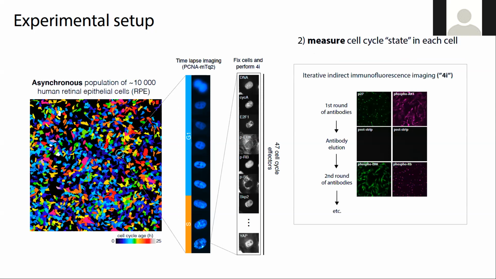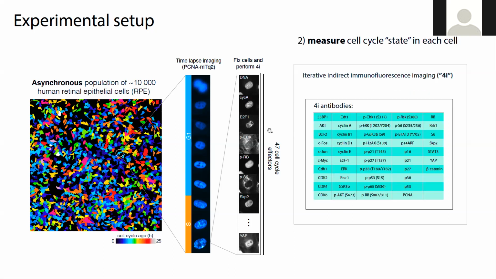This technique, which was developed by Lucas Pelkmans' lab in Zurich, is one of several being used right now to perform multiple rounds of immunofluorescence on the same sample, or on the same population of cells. In 4I, this is accomplished by stripping off the antibodies after each round of imaging, and then reprobing with a new antibody set. In this experiment, we used 4I to measure the expression and/or the activity of 47 different cell cycle and signaling effectors in this asynchronous population of cells after time-lapse imaging.